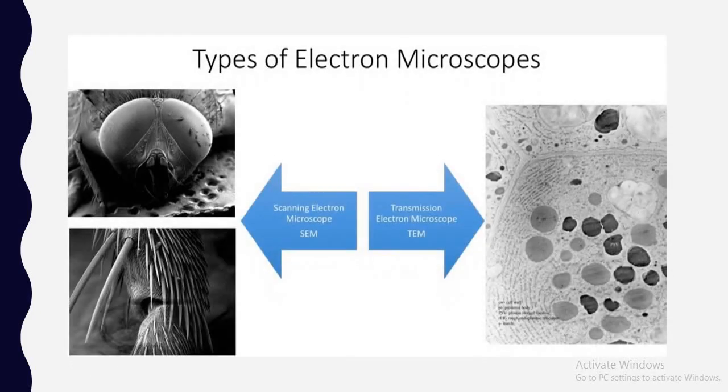There are mainly two types of electron microscopes: the scanning electron microscope, which is also referred to as SEM, and the second one is the transmission electron microscope, which is also referred to as TEM. From the names you might get some idea of the role of transmission and scanning. So let's first discuss in detail the transmission electron microscope.